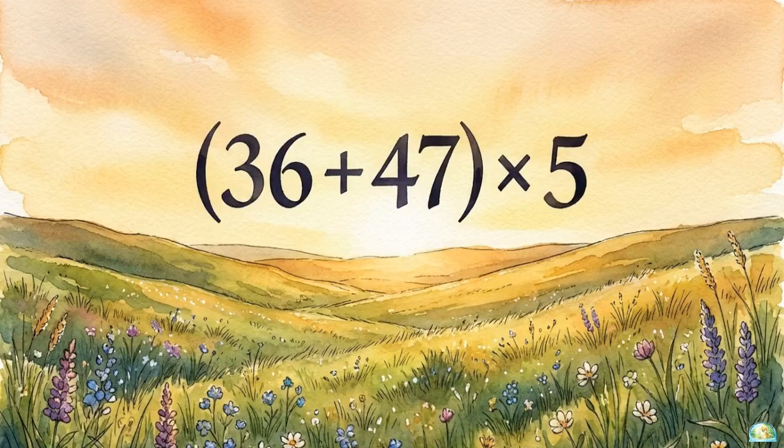Leaving the math entirely uncalculated, how does the sum of 36 and 47 times 5 compare to the base sum of 36 and 47?